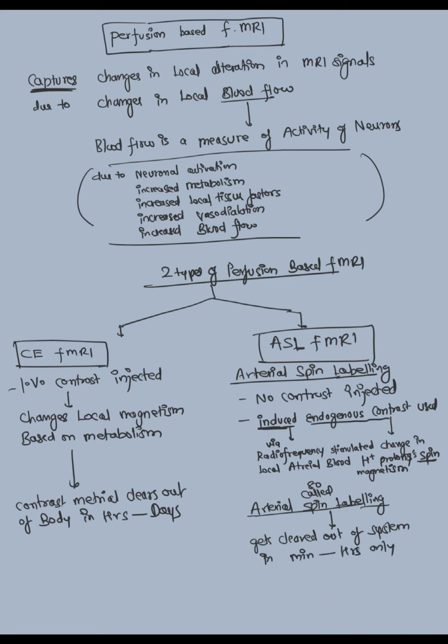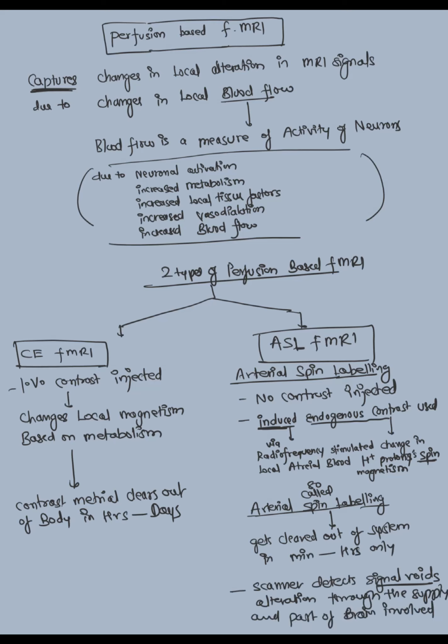So these changes will be detected by scanners as signal voids. So this signal void alteration shows the supply and the part of the brain involved. But in the contrast enhanced MRI, there is a signal enhancement, because we are giving a magnetic signal IV contrast, so signal will be enhanced in the area which has better, increased metabolism.